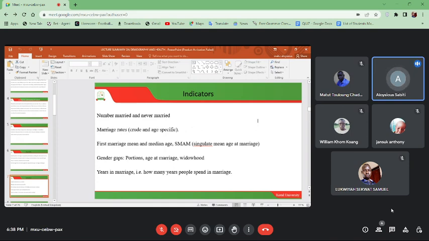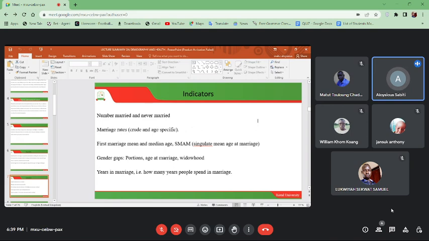You want to look at marriage rates, in other words, the crude rate. Remember from our earlier definitions of crude mortality rate and crude fertility rate, when you want to study the crude marriage rate, you're looking at the number of people who are married over the total population, and you multiply it by 1,000. You'll be able to know how many married people you have in your community.